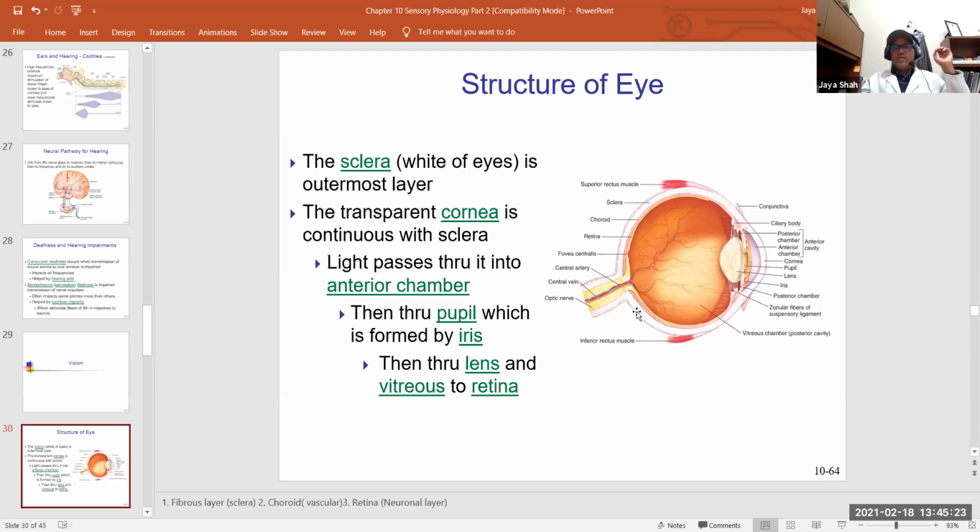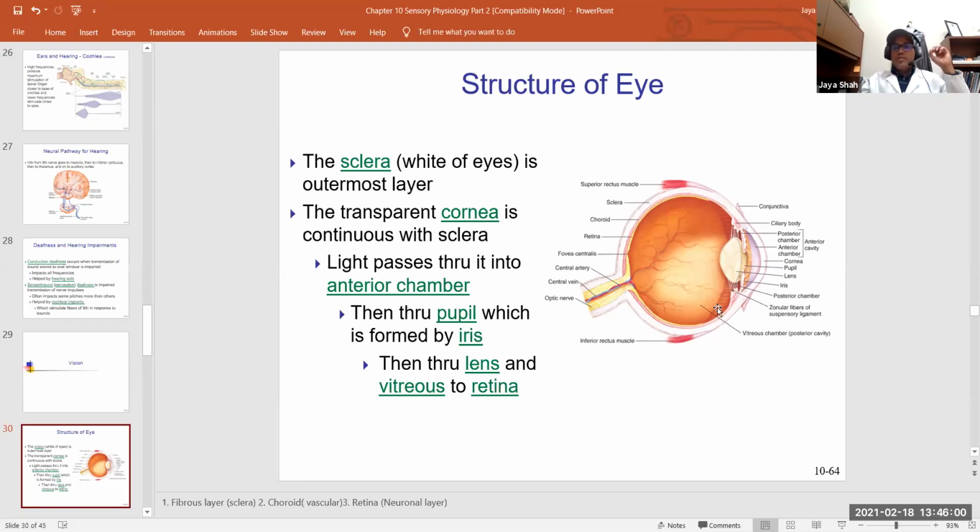So let's follow. The sclera is opaque. That means light cannot pass through it. But when it comes anteriorly, follow me, it becomes transparent. And that transparent anterior region of the sclera is called the cornea, and light enters through it. When you donate your eyes to somebody, you donate this cornea, nothing else. Okay.